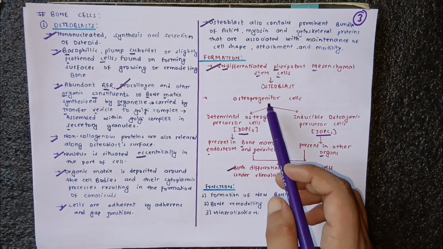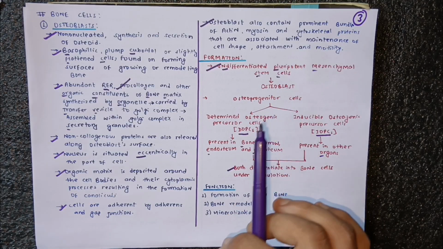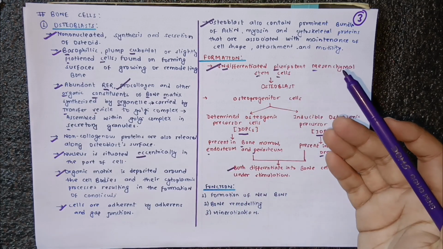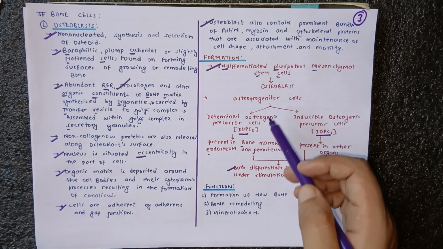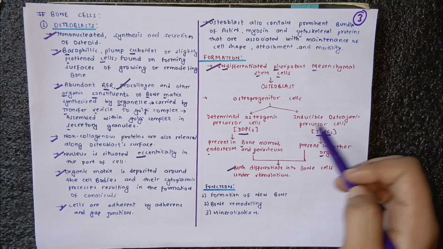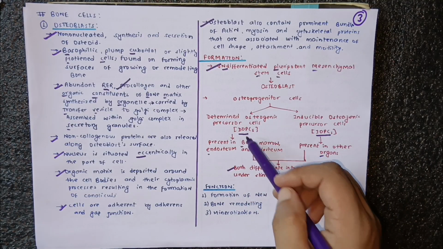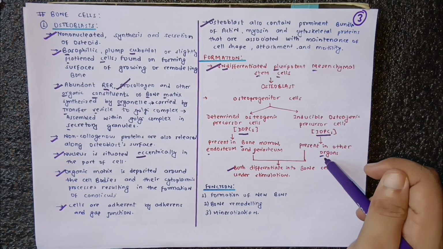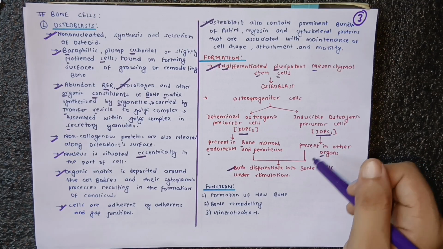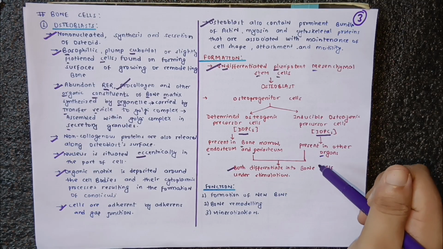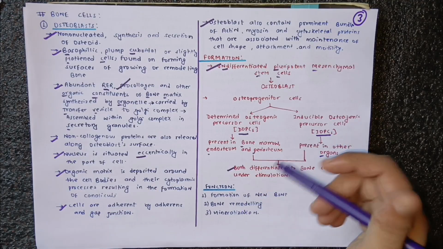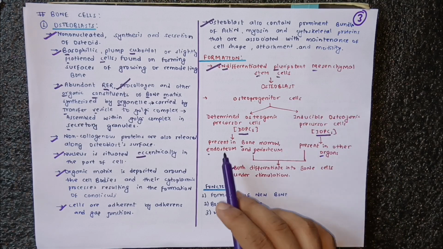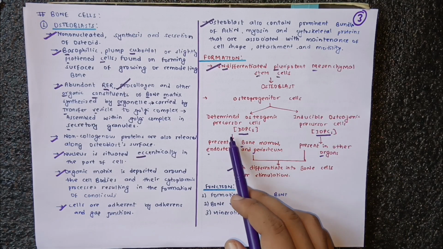So this osteoblast is formed from the undifferentiated pluripotent mesenchymal stem cell, and those stem cells are the osteoprogenitor cells. And osteoprogenitor cells have two different kinds, DOPCs and IOPCs. DOPCs are present in the bone marrow, endosteum and the periosteum, while IOPCs are present in the other organs, and both of these differentiate into the bone cells under certain stimulation, and that forms the osteoblast. So this can be asked: where is the DOPC, where is the IOPC?